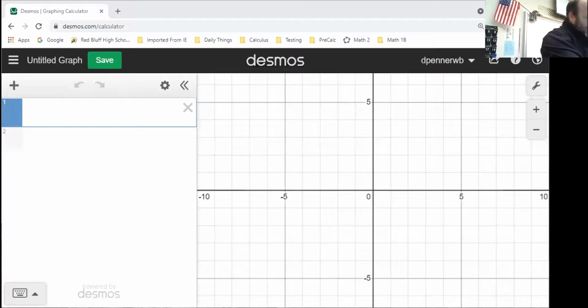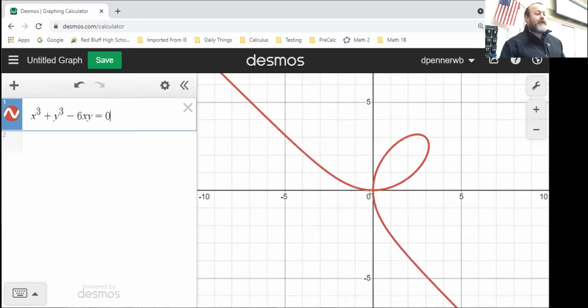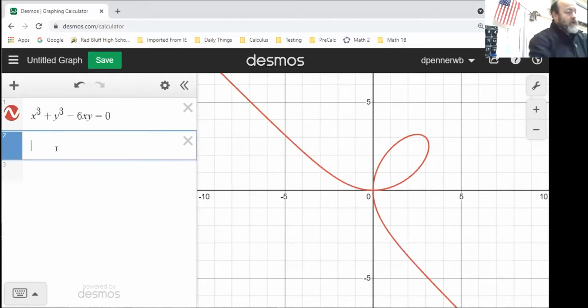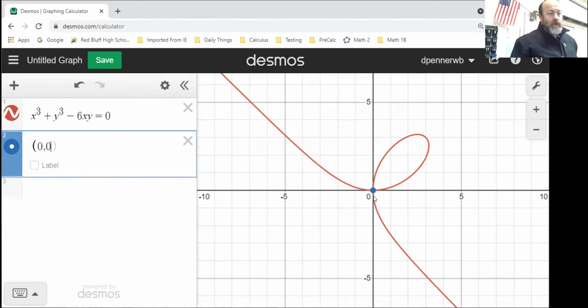And what I've got is x cubed. Oops, I guess it wasn't typing, was it? I've got an x cubed, plus I've got a y cubed. And then we have a minus 6xy is 0. And we have this kind of loop-de-loop. I think you can see right here at 0, 0, the coordinate 0, 0, we definitely have a place where the tangent was not only horizontal, but also vertical, depending on what portion of the loop we are on.